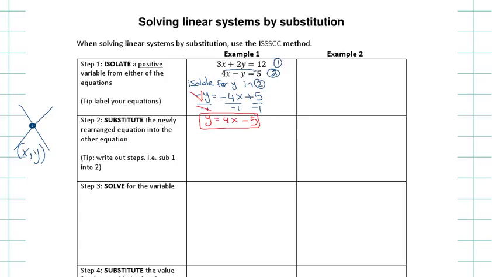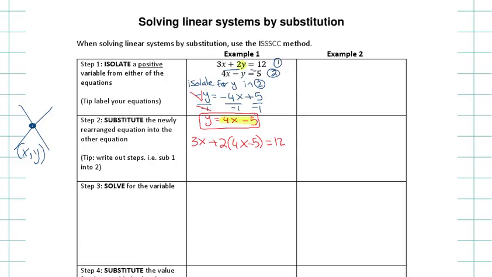So look at this. I'm going to replace that y. I'm going to remove the y and replace it by the value of y, which is 4x minus 5. Do you see that? So I took this and I replaced it in here.